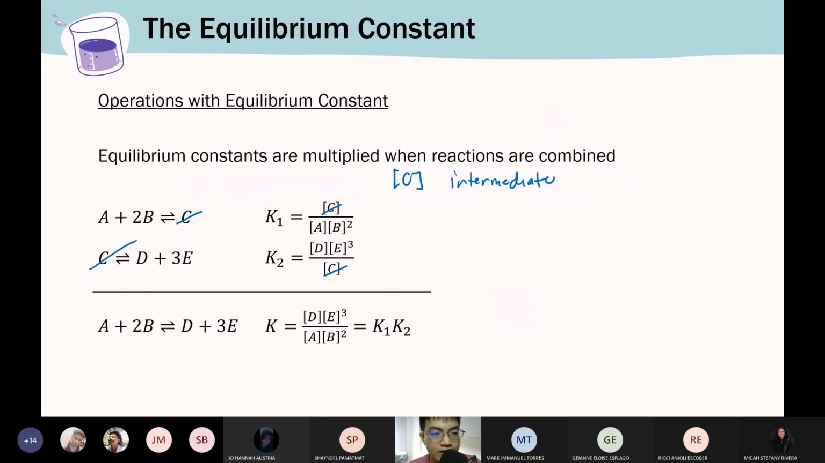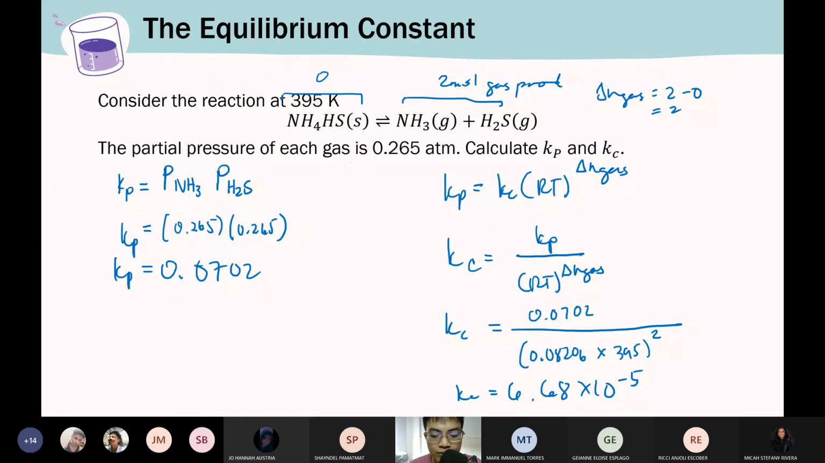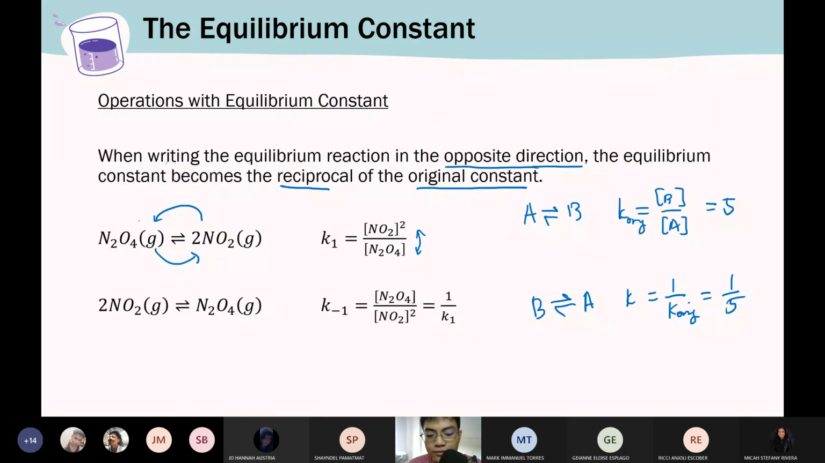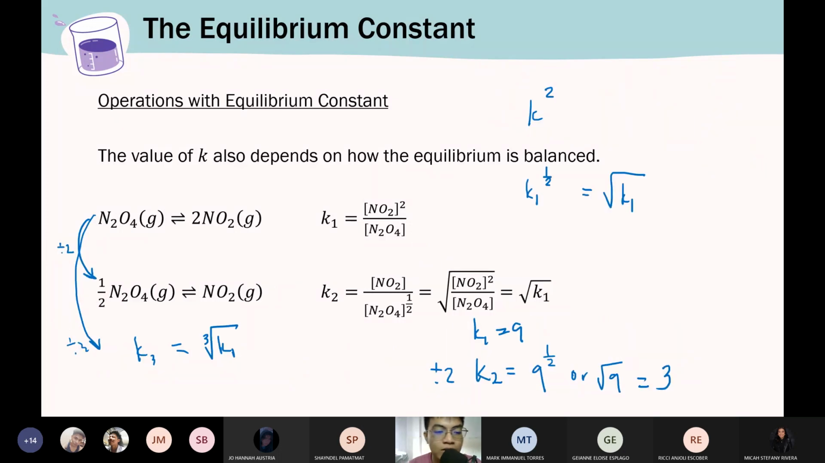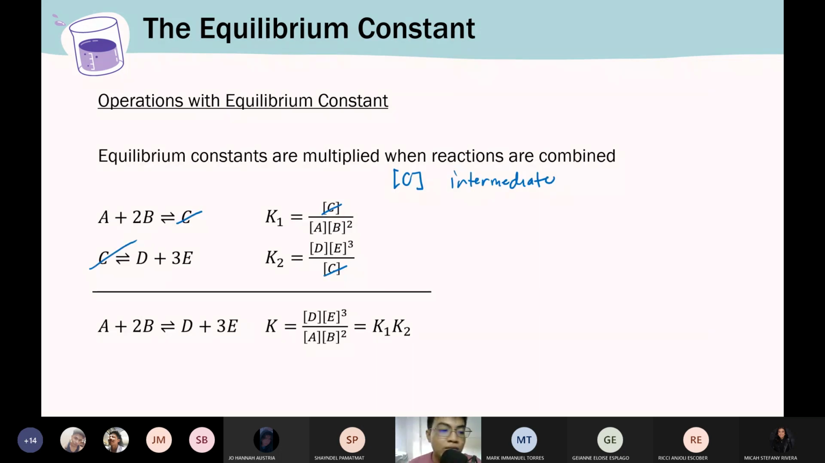Okay, so basically that's it na. So that's our operation with equilibrium constant. Okay, so that's it na. So if you write the equation in reverse, you get the reciprocal. If you multiply everything by 2, you get the square. By 3, you get the cube. But if you divide it by 2, you get the square root. Divided by 3, you get the cube root. And then lastly, when you combine equations, you actually multiply the equilibrium constants.